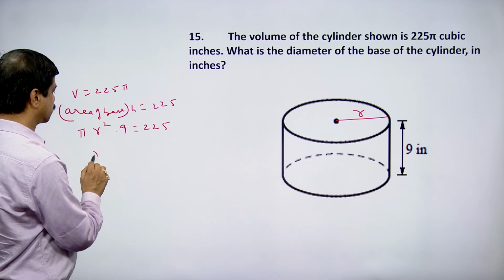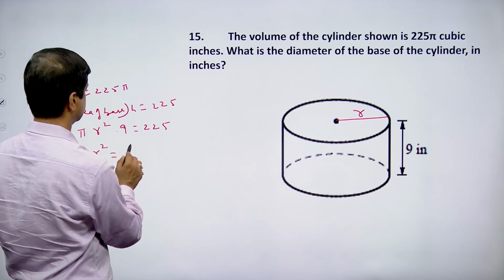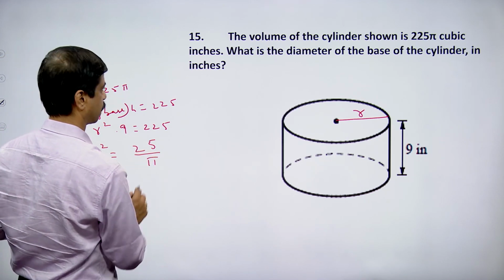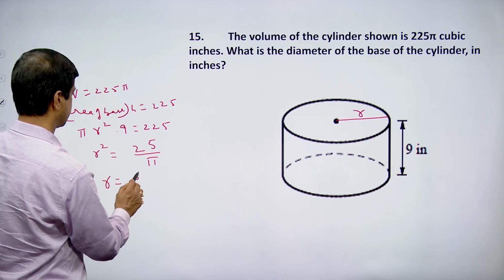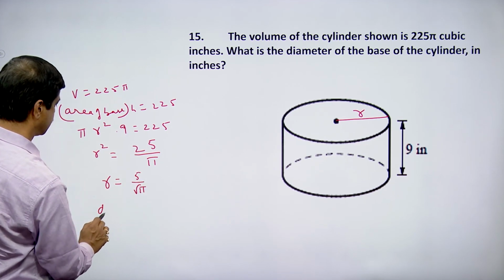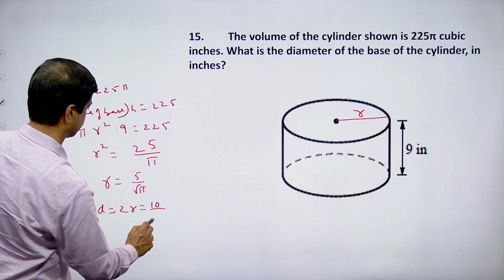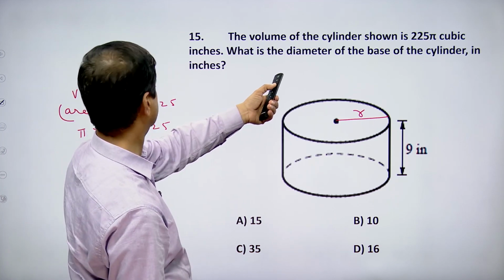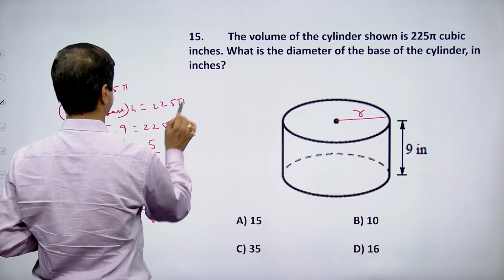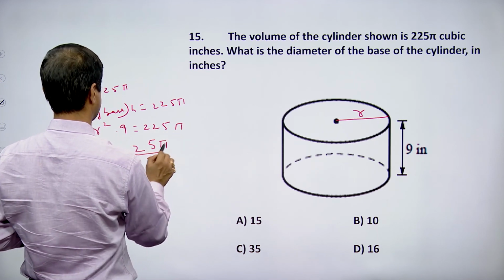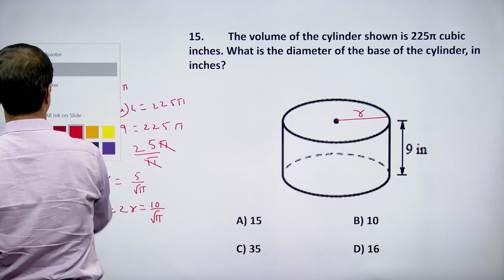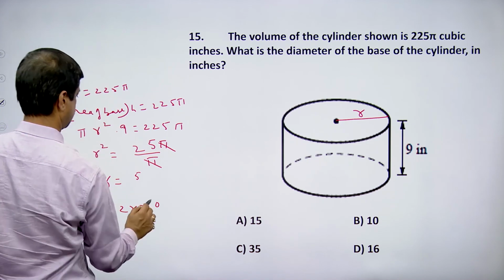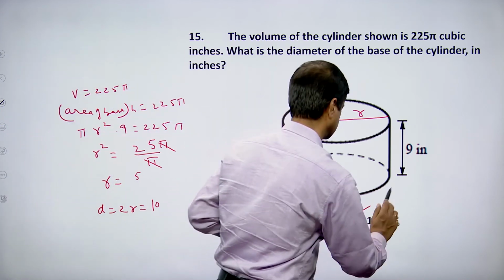Right? R square equals 225 by 9, which cancels 9 2s 18, 45, 9 5s 45, by pi. Radius is 5 by root pi. Diameter is 2 times radius, that is 10 by root pi. Sorry, we forgot pi on the right side as well. So pi gets cancelled. 2 times the radius is 10. So please look at this, it is option B.